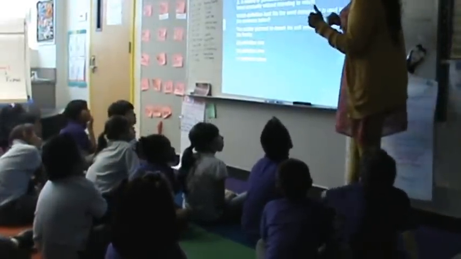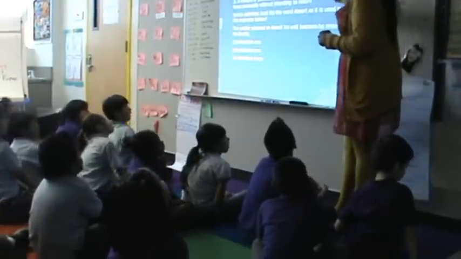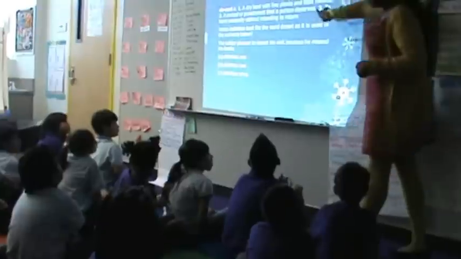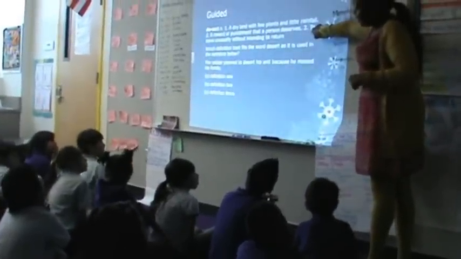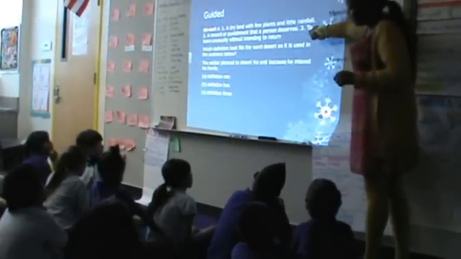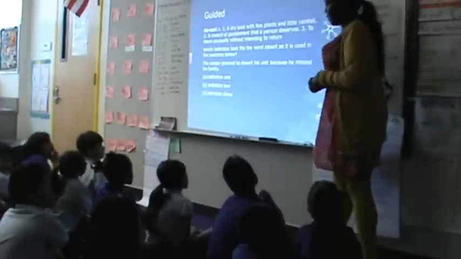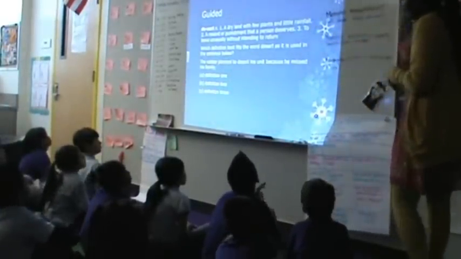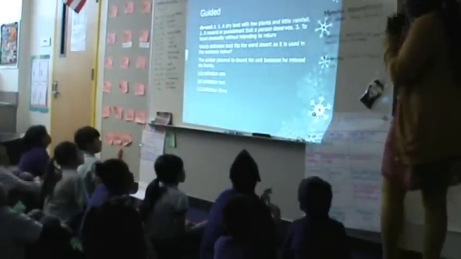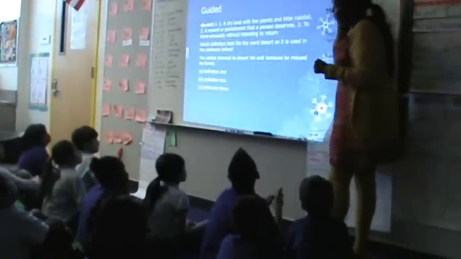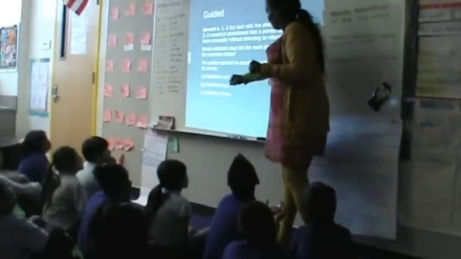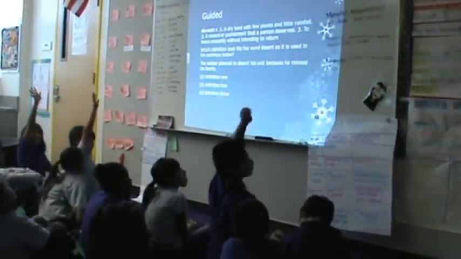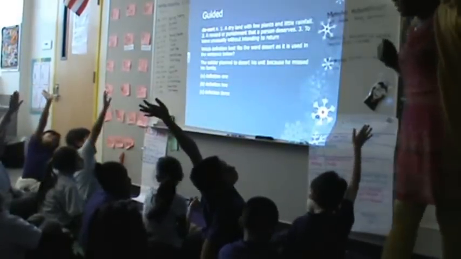Now, I am going to read the sentence, and we're going to decide together which definition from this, what did you guys tell me this was? Dictionary entry. This dictionary entry best fits in. The soldier planned to desert his unit because he missed his family. Desert. Now I see an N here. Can anybody think and tell me what the N means?